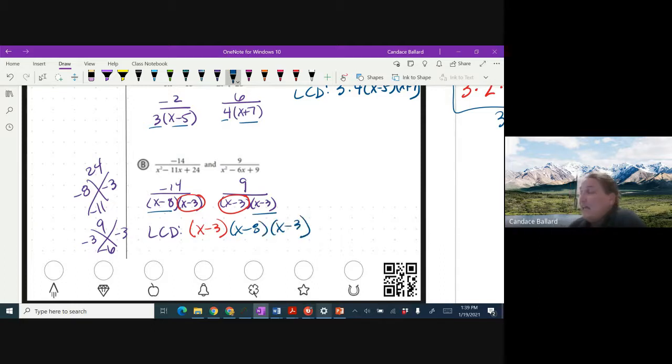If you want to be super cool, and I know you all do, the fancy way to write that would be x minus 3 squared times x minus 8. I'm super cool, so I would write it that way.